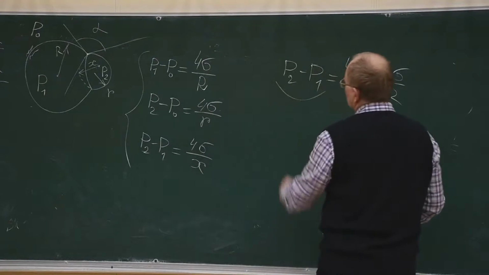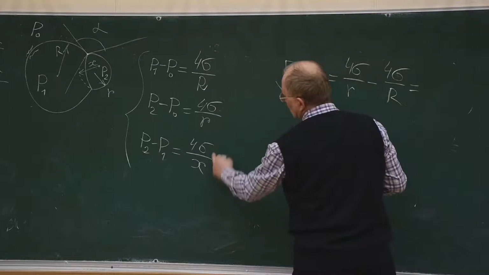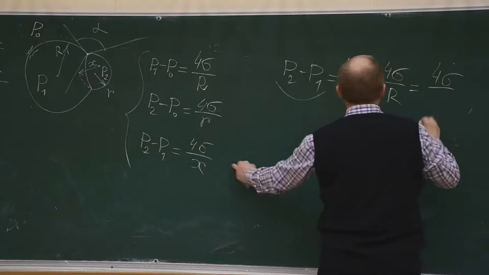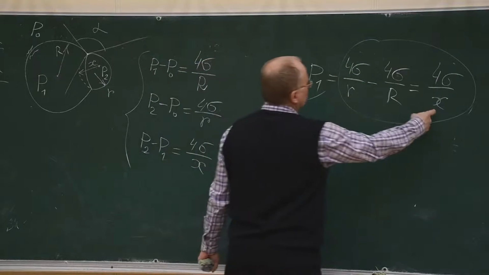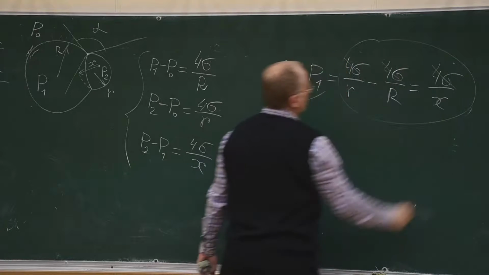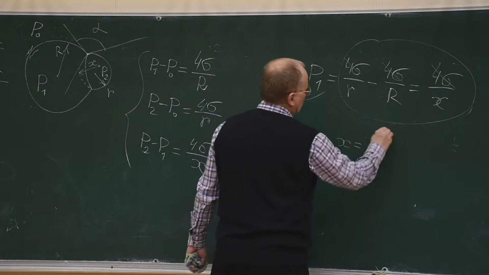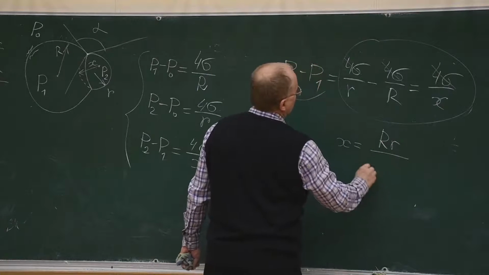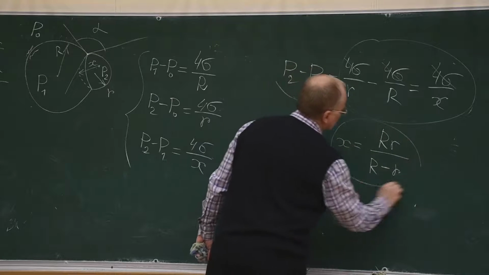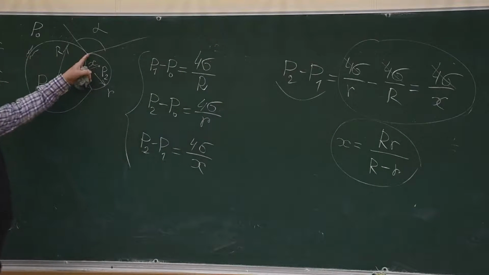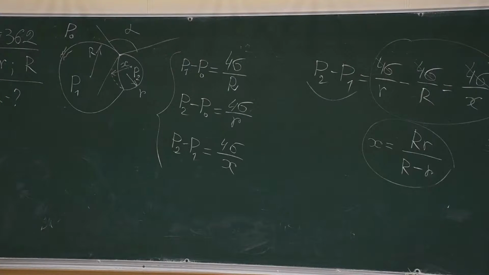And this difference between the pressures in two bubbles can be expressed through the last equation, which is 4 sigma divided by x. Using this relationship, we can find x. First of all, we notice that 4 sigma can be cancelled, and we can immediately find x as capital R small r divided by capital R minus small r. That is the answer for the radius of curvature of the film surface between the two bubbles in a soapy film, in a soapy foam.